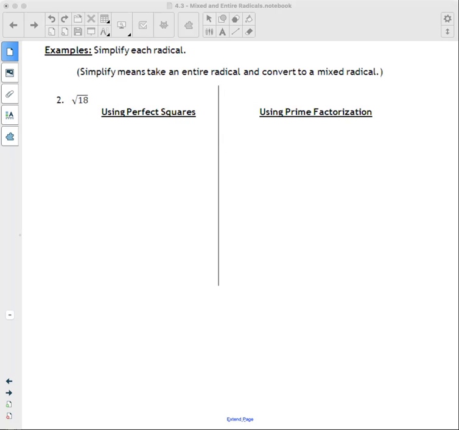Okay, so let's start with prime factorization this time. 18 breaks down in its factor tree to 2 and 9, and 9 is 3 and 3. So root 18 is equal to root 2 times 3 times 3. We are looking for pairs because it's a square root. We have two 3s right there, so we'll take that 3 outside. So that is going to simplify to 3 root 2.